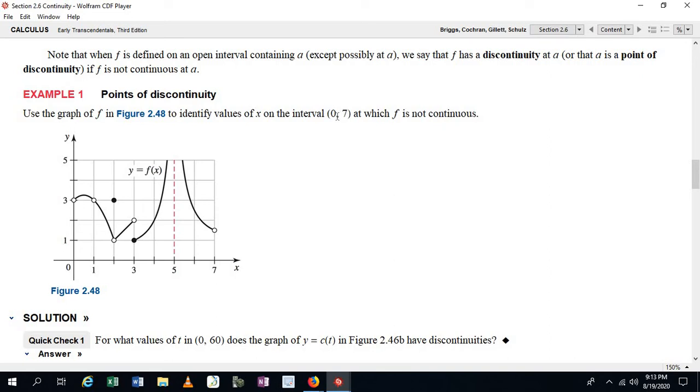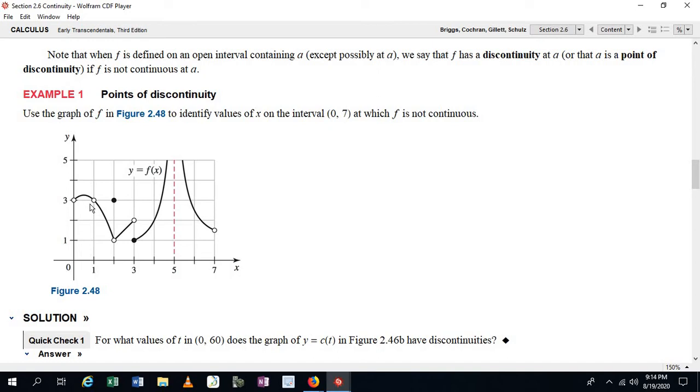Now notice this is an open interval, so we want the points between 0 and 7 where the function is discontinuous. Now, we could go back and look at the definition of continuity to figure this out, but I'm going to let you in on a little secret. You can think of continuity at a point in a very intuitive way.